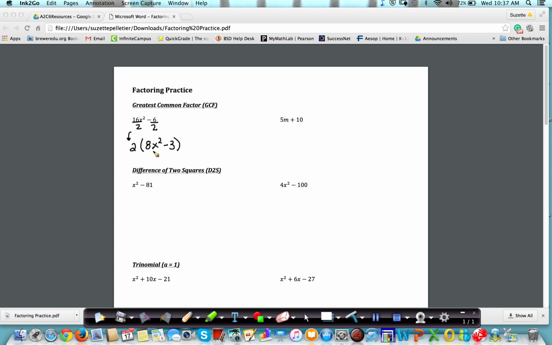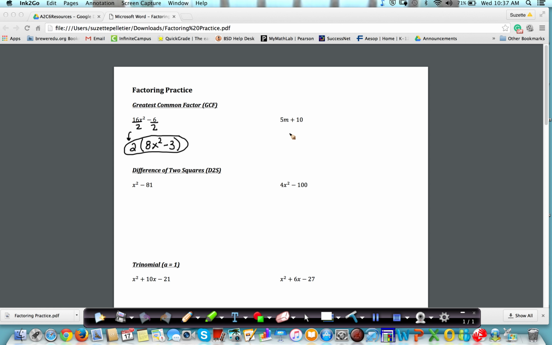And then there are 2 terms left, so I would need to look at those and decide, are they the difference of 2 perfect squares? And if they are, then I would need to factor them down further. But 3 is not a perfect square, which means nothing else can be done with this binomial and you're finished. This would be your answer. Those 2 factors would multiply together to give me 16x squared minus 6.